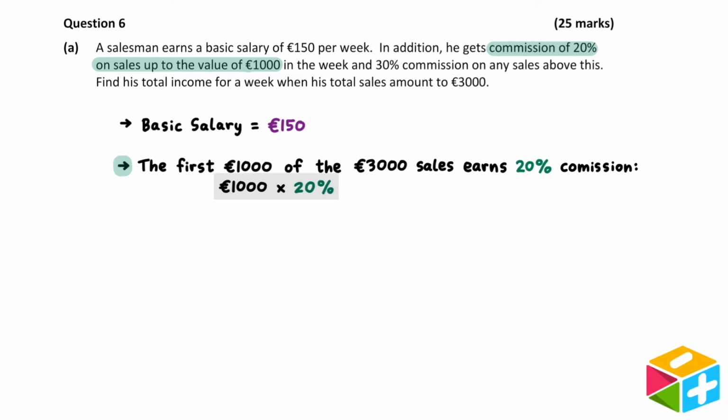To find this commission, we multiply €1,000 times 20%. Sometimes our calculators can have difficulty with the percentage sign, so it's good to convert this to a decimal. We do this by dividing by 100. So 20% is equal to 0.2 in decimal form.